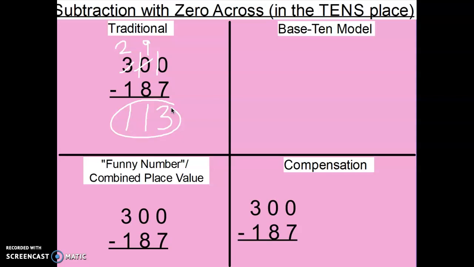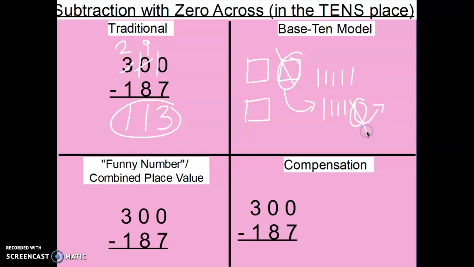Using a base 10 model to explain, I would start with drawing 300. Again, I need to take away 7 ones. I don't have enough, so I go to the tens place, and I don't have any tens either. I need to take 100 and regroup it into 10 tens. In this way, I still don't have any ones to subtract, so I need to take away 1 ten and make it into 10 ones.